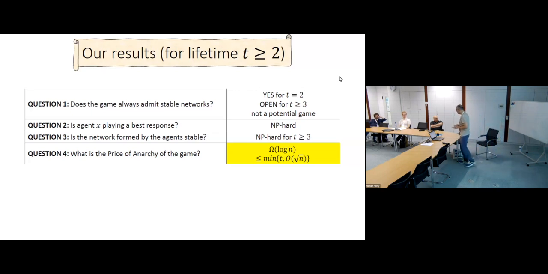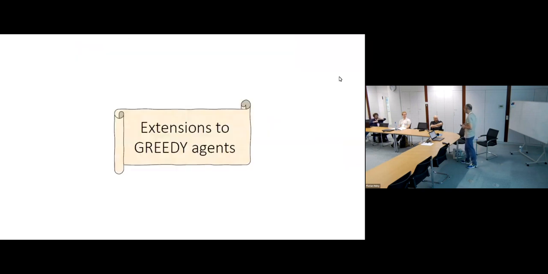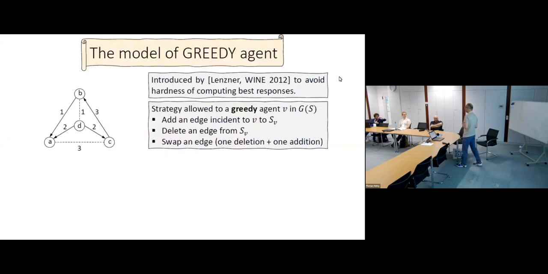So these are all the results that we proved in our paper for the model of selfish agents, but we also looked at other types of agents. In particular, we also consider the model of a greedy agent. This model was introduced by Lenzner 11 years ago to avoid the problem of the hardness of computing best responses for the players. And the strategy that is allowed to a greedy agent V in the network G of S that is formed by the strategy profile is very simple.